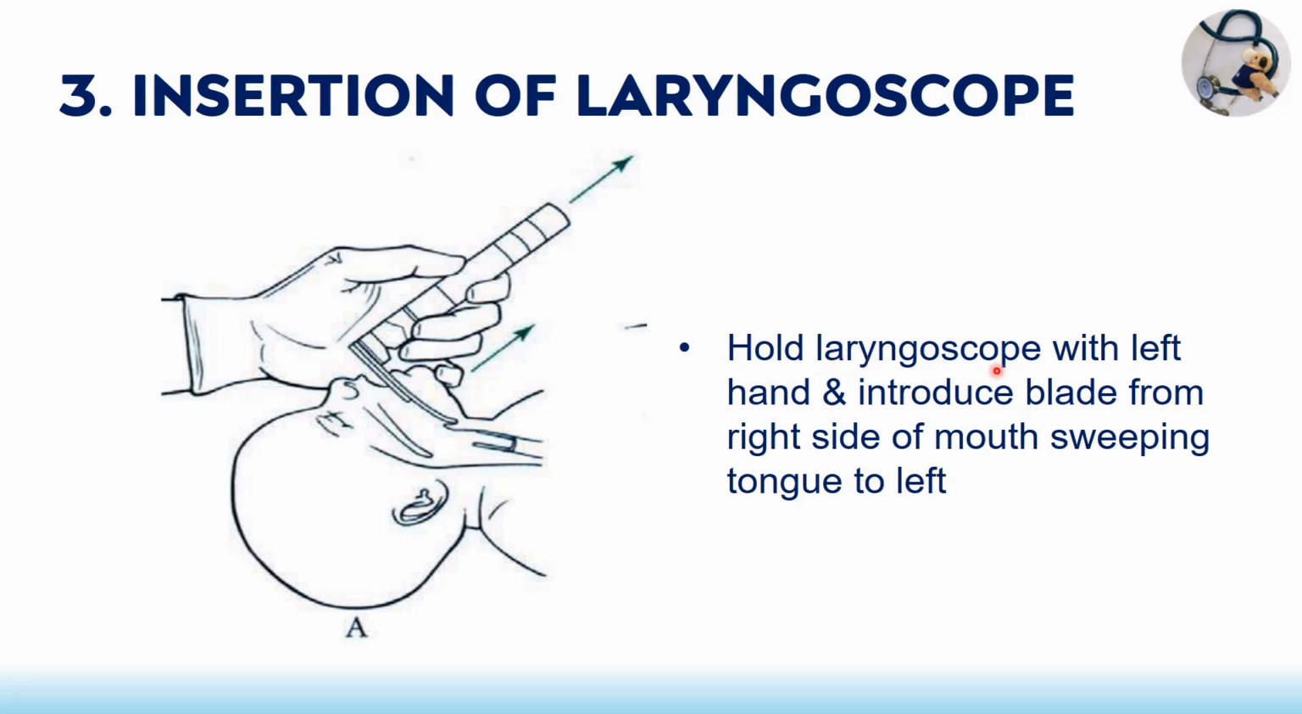Then number 3, insertion of the laryngoscope. Always hold the laryngoscope with the left hand. Whether you are right-handed or left-handed, you have to hold the laryngoscope with the left hand, because the blade is facing towards the left like this. And introduce the blade from the right side of the mouth, right angle of the mouth you should introduce, sweeping the tongue to the left side.